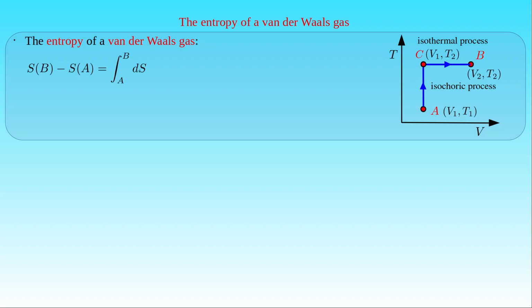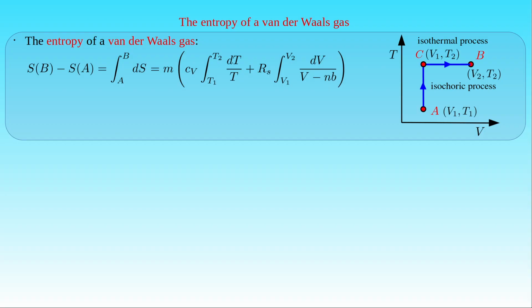In the first term we therefore integrate 1 over the temperature T of the gas along the isochoric path between the initial temperature T1 and the final temperature T2, and in the second term we integrate 1 over the difference between the volume V of the gas and the amount of species N times the volume correction constant B along the isothermal path between the initial volume V1 and the final volume V2.